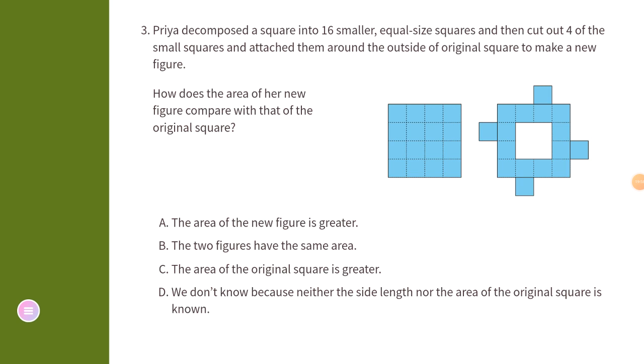Okay, so Priya, that is a name, she shows up a lot in this book. What essentially is she doing? Sadie, what's she doing? She's making a new shape of her original shape. Yeah, she had a square. She cut it into smaller squares and rearranged it into this figure over here. And the question says, how does the area of her new shape compare to the area of the old shape?